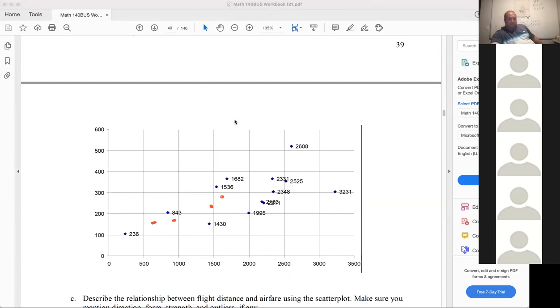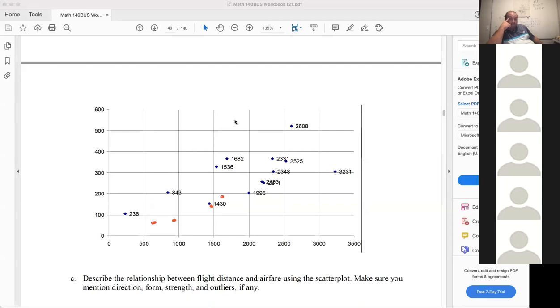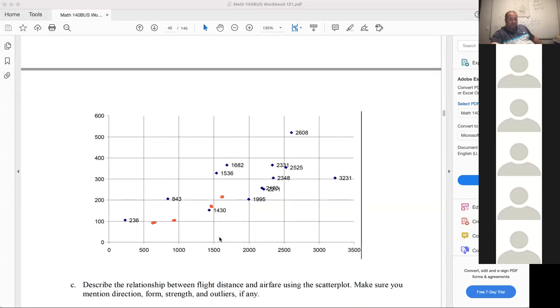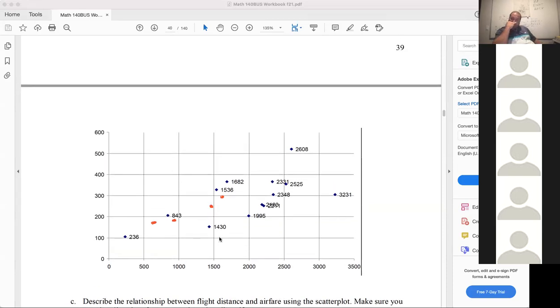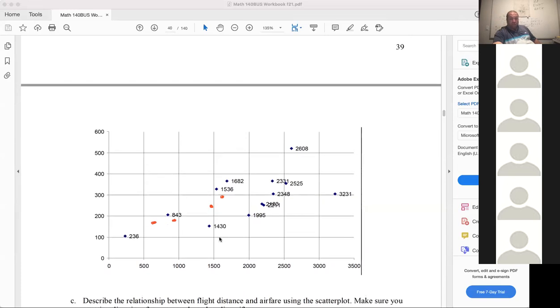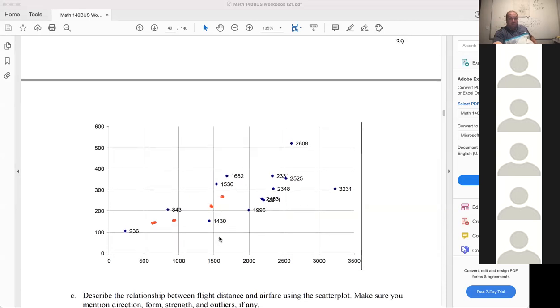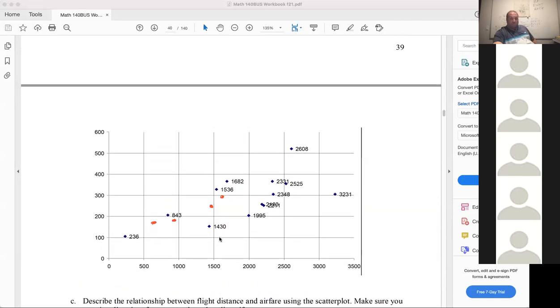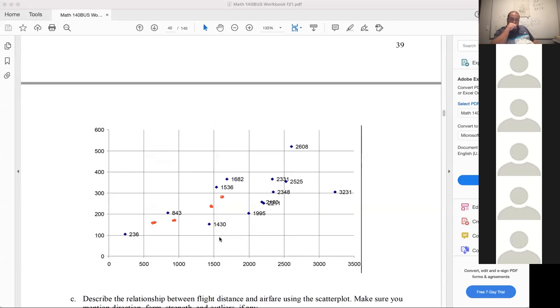So C, describe the relationship between flight distance and airfare using the scatter plot. Make sure you mention direction, form, strength, and outliers. What's the direction? Positive. What's the strength? Moderately linear. Certainly seems moderate to me. Again, the numbers will determine that. What's the form? Looks linear. In our class, it's either linear or nonlinear. We don't specify anything else.